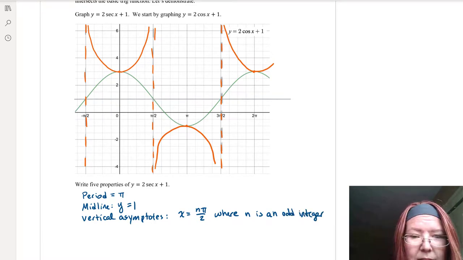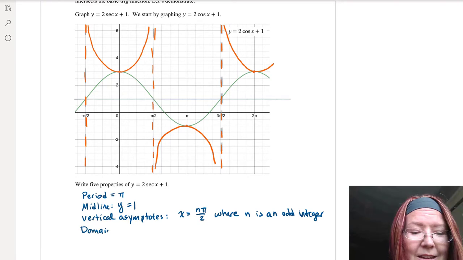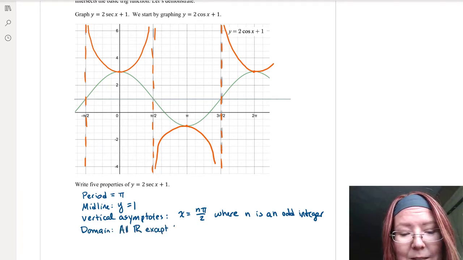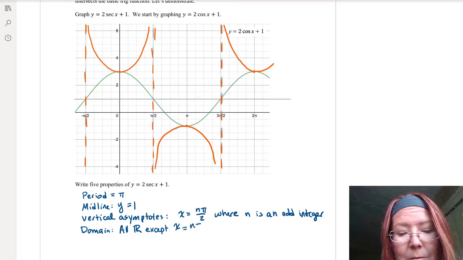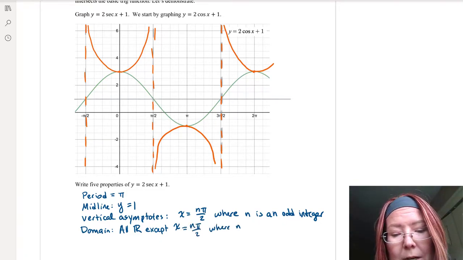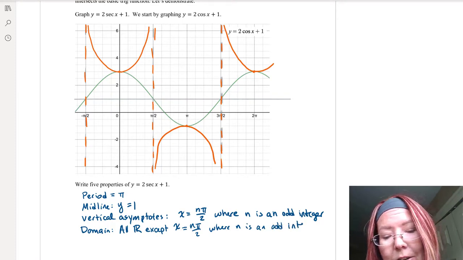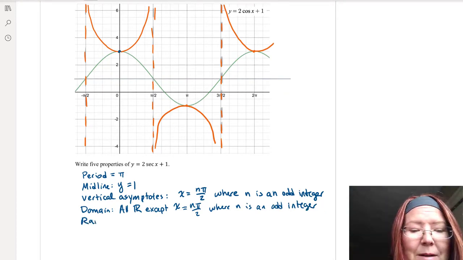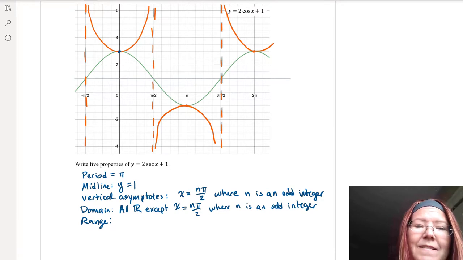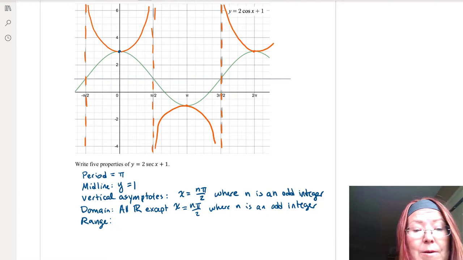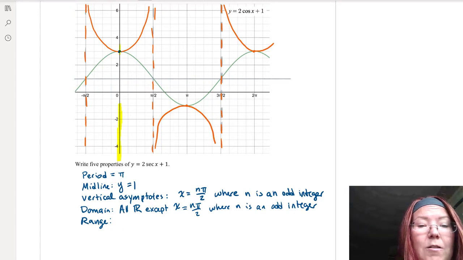All right, what else can we say here? We have a domain that is all real numbers except where we have the vertical asymptotes. So except x equals n pi over 2, where n is an odd integer. Now let's talk about the range. It might not be what you expect. When I look at the range starting at the lowest possible value, I would have y values that are negative infinity coming all the way up to a y value of negative 1 and then jumping all the way up to y value of 3 going to infinity.